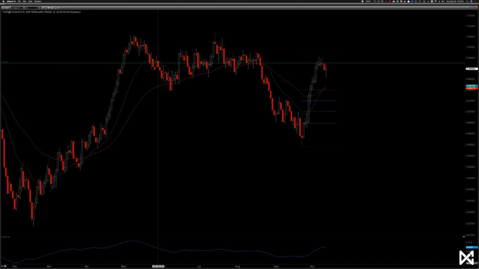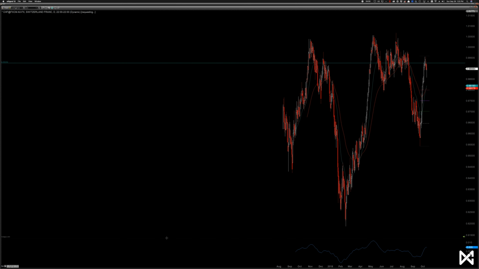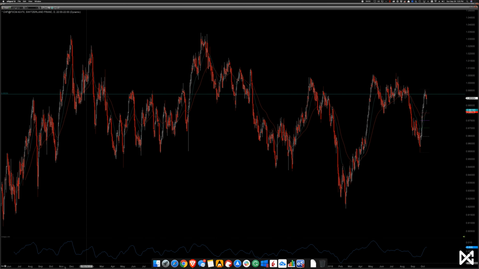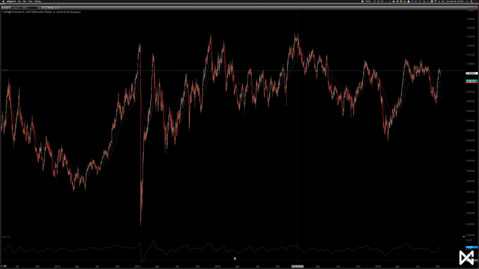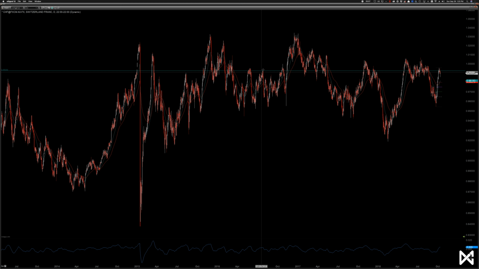And when we zoom out, you can clearly see, let's zoom out a little bit more, that this level has been acting as horizontal support and resistance quite a few times here. So number 1, then we have number 2 over here. Let's zoom in a little bit closer. Number 3, number 4, number 5, this general region, number 6, number 7, and now we're at number 8. So roughly 7 to 10 rejections in the recent times.